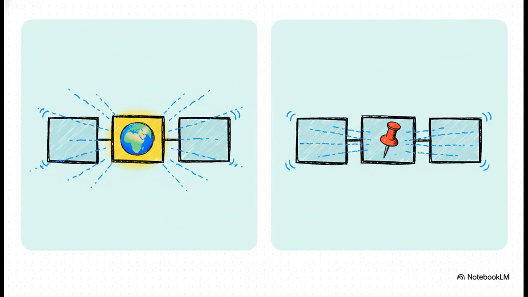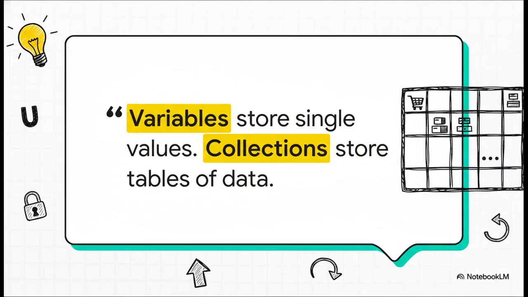Then you have context variables. They're like short-term memory. They only exist on one single screen. So really, it all boils down to this super simple rule. If you need to store one single thing, one name, one number, you use a variable. If you need to store a whole table of information inside your app, like items in a shopping cart, you use something called a collection.